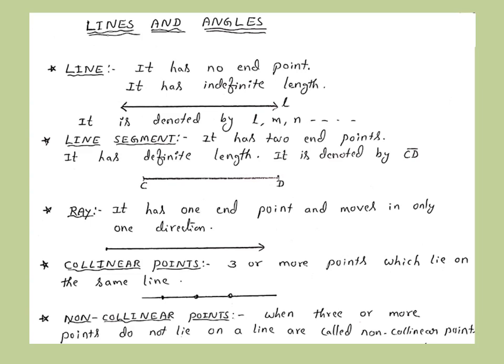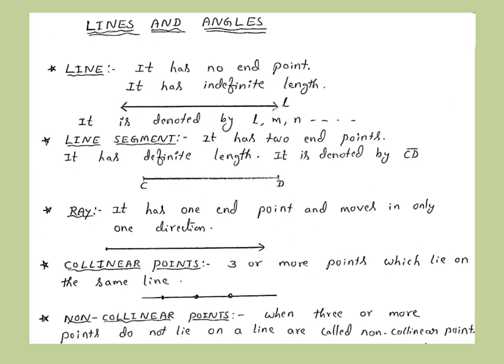So these are the basic topics, and we'll start lines and angles. First, you have to learn the definition of different terms. Line: it has no end point, it has indefinite length, and it is denoted by small letters l, m, n, etc. Next is line segment. It has two end points, it has definite length, and it is denoted by the line above that letter.